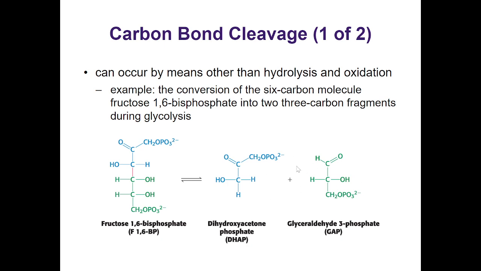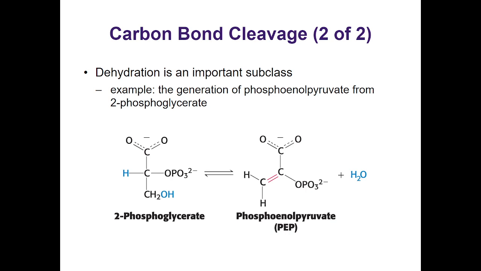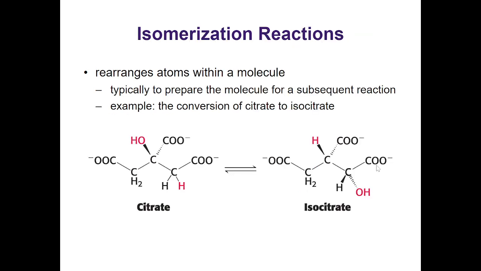And as you can see, you haven't really oxidized or reduced anything. You haven't put water across this, have you? So you need another category for this. The dehydration is also an important subclass to this. Some examples of that is the generation of phosphoenol pyruvate from 2-phosphoglycerate. So here's your 2-phosphoglycerate. We're removing water, forming a double bond. Okay? That was that dehydration reaction.